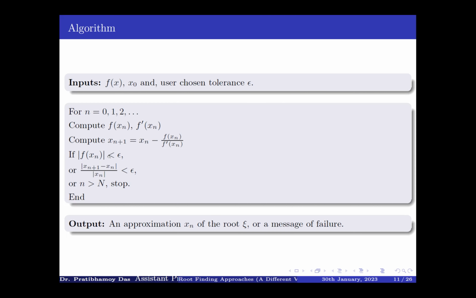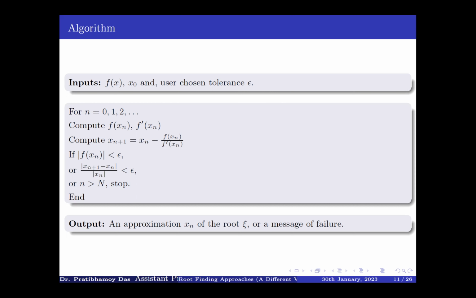So one is |f(xn)| less than epsilon, because suppose epsilon is 10 to the minus 10. If f(xn) is less than 10 to the minus 10, it does not imply that there is a root. It may not have one. You just take f(x) equal to 10 to the minus 20, a constant function, and it does not have a root. So the first one itself is not correct, but we are using it in the code.